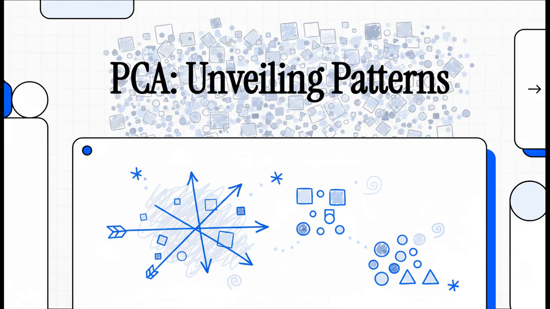All right, today we are diving into a really powerful tool that data scientists absolutely love. It's called Principal Component Analysis, or PCA for short. And honestly, it's the secret sauce behind everything from facial recognition to predicting the stock market. So, what's the magic here?